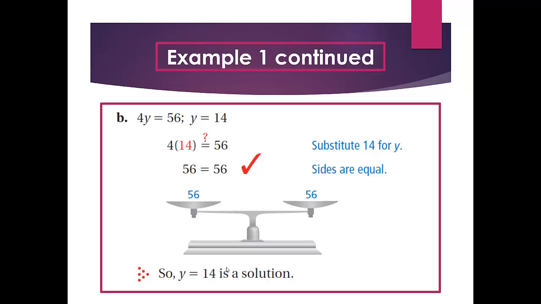Now we're going to continue with example 1. For B, we have 4y equals 56, and we want to see if y can equal 14. So we're going to substitute 14 in for y, so we'll have 4 times 14, and we want to see if that equals 56. 4 times 14 is 56, and 56 does equal 56. So y equals 14 is a solution.